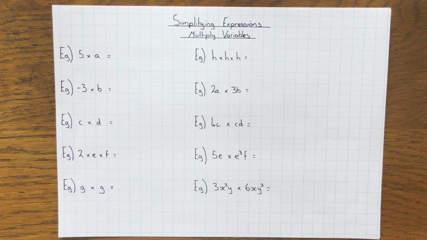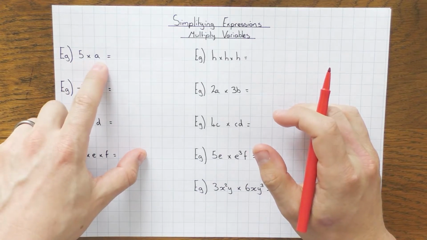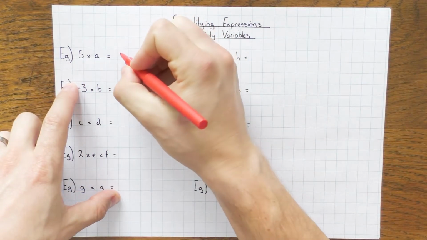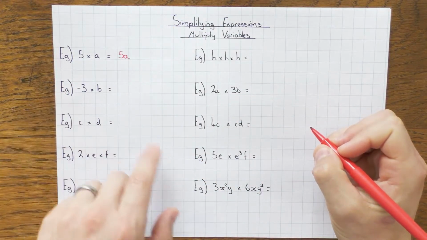Hi guys, in this video we're going to have a look at simplifying expressions, but more specifically multiplying variables. So this one's probably the easiest out of the three simplifying expressions, because actually all we do is we just squish the variables together. Makes it quite nice and easy. So if I start with the first example here, I've got 5 times a, all I'm going to do is just squish that together. So to simplify it, we just say that's 5a.